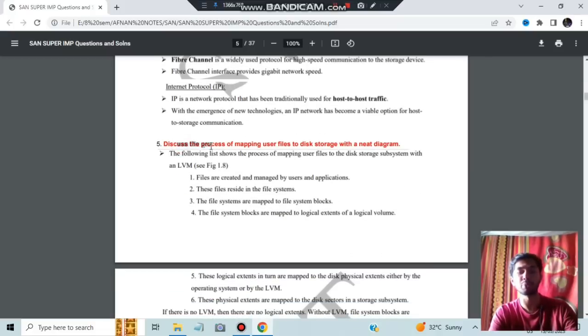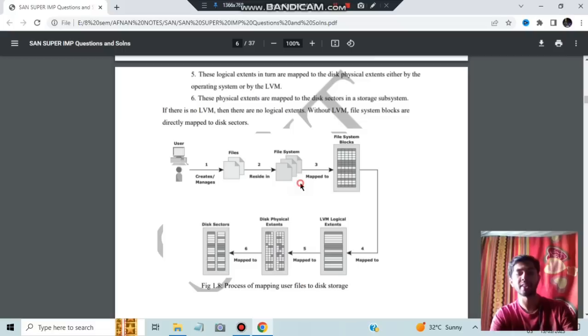Next we have: discuss the process of mapping the user's file to the disk storage with a neat diagram. The files are present. You will be writing some text document and you will be storing that. If that file is present, where does it have to be mapped? To the disk storage, the final storage. It has to be mapped. How does that happen? The steps are given here, and the diagram is given here.